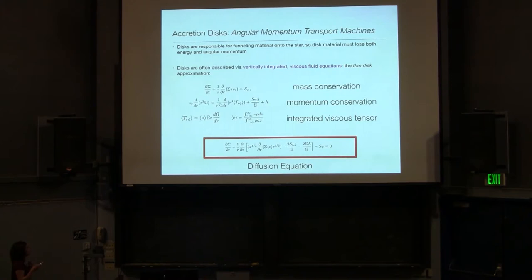And so for a lot of the early disk literature, we basically combine these three equations to get a diffusion equation. And this tells us how, under the influence of viscosity and source terms for angular momentum or source terms for mass, this system will evolve. So this is basically the same way you would describe the movement of honey if I poured it on this table, or water or any other fluid.